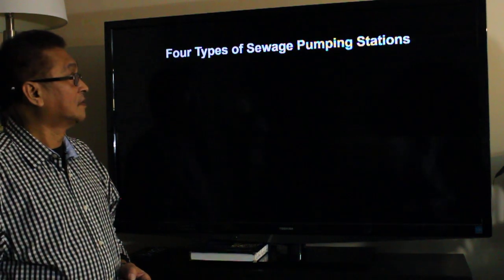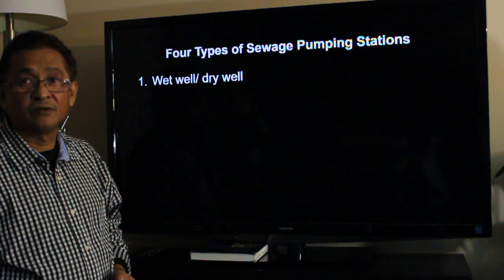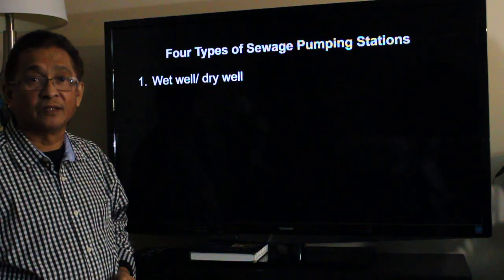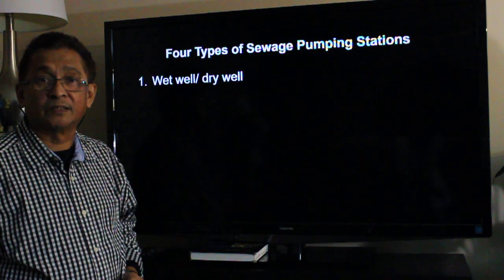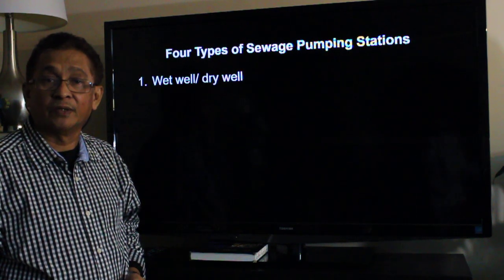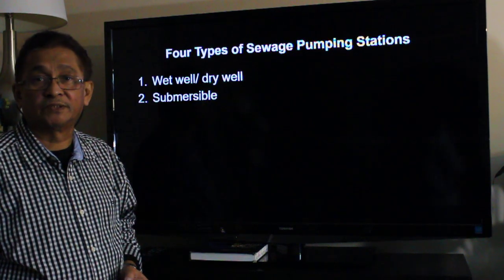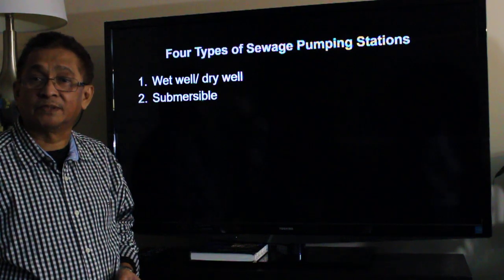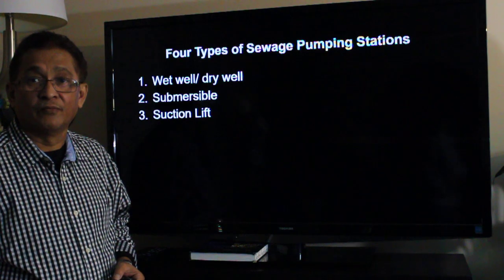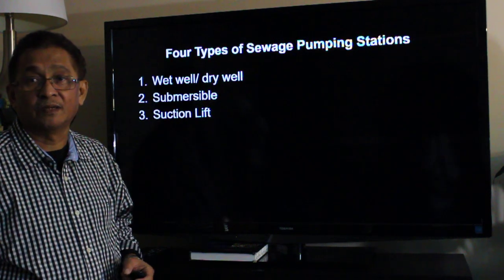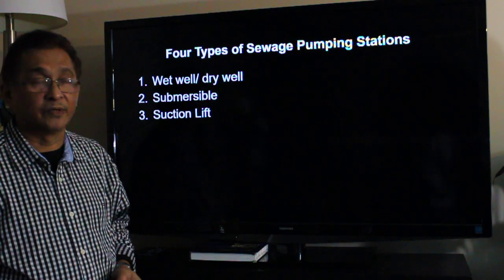There are four types of sewage pumping stations. The first type is a wet well dry well combination, wherein both the wet well and the dry well are located below grade, with a dry well adjacent to the wet well. The second one is the submersible pumping station, wherein the pump is located in the wet well. The suction lift station will have a self-priming pump or a number of self-priming pumps located in the dry well.